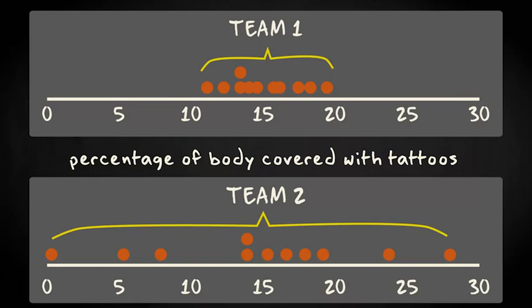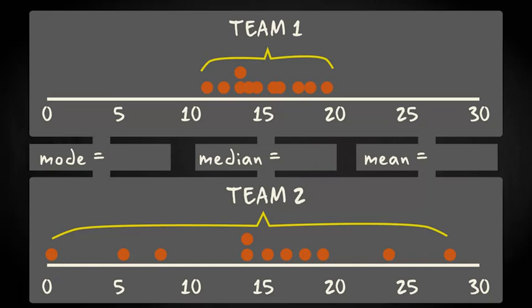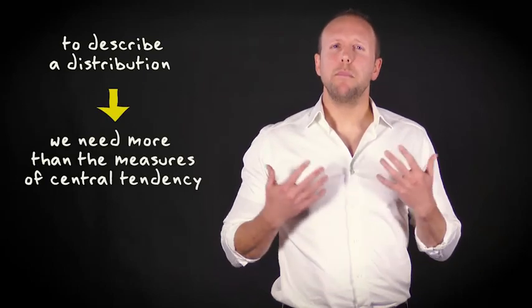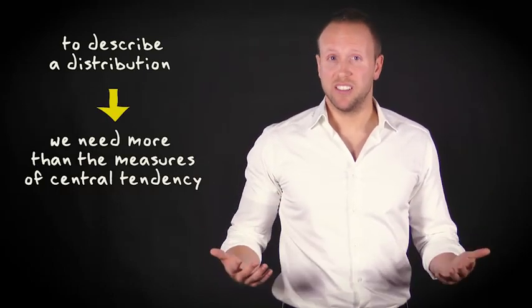Thus, these teams strongly differ from each other. However, mode, median and mean are the same. In both distributions, the mode equals 14.1, and median and mean equal 15. This indicates that in order to adequately describe a distribution, we need more information than the measures of central tendency.